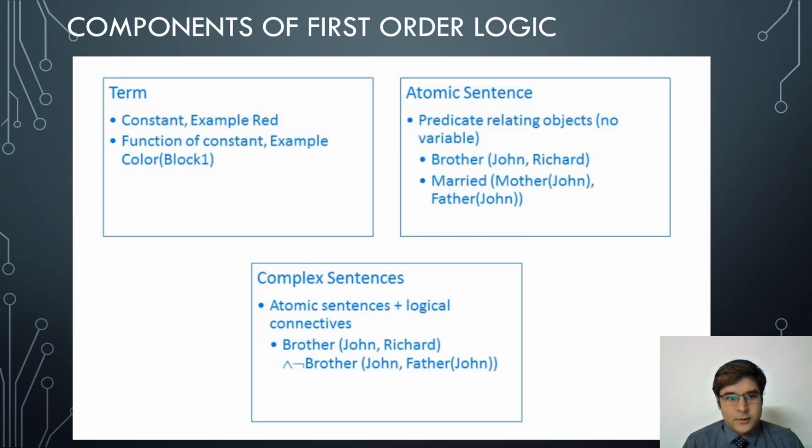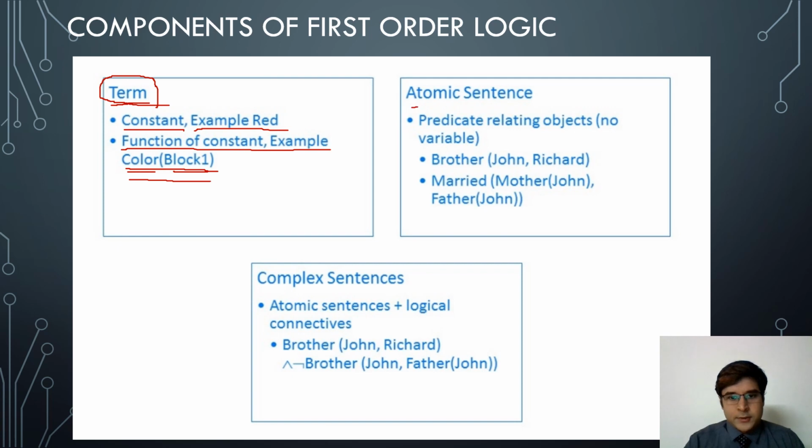Next, we see components of first order logic. The first component shown here is the term. For example, a constant, which is a syntax part of first order logic, can be, for example, red, or a function of a constant, for example, color of block 1. Block 1 is a constant here and color is a function here. So this is a function of a constant. All of these can be a single term.